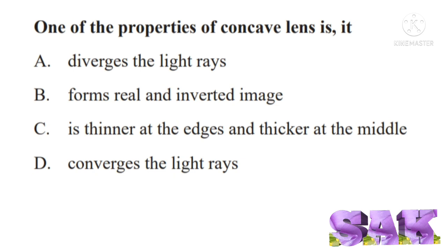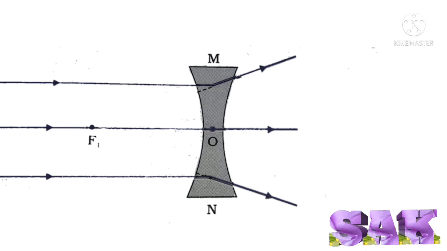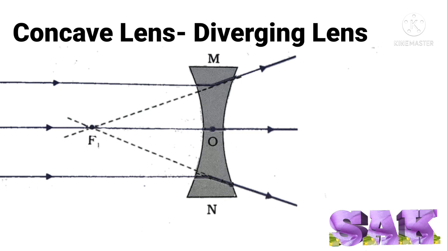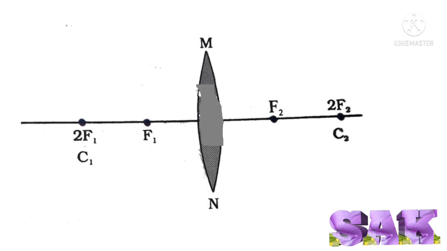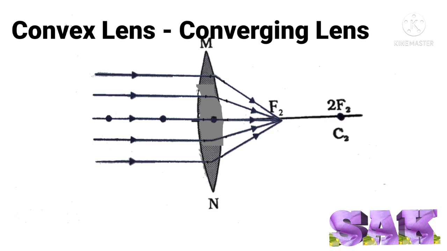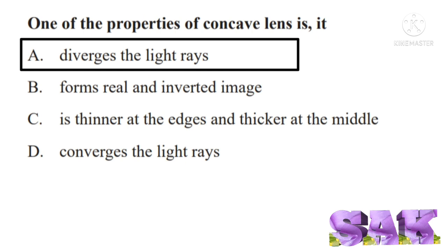Next question, one of the properties of concave lens is it. This is concave lens. Concave lenses diverge light rays. These rays appear to emerge from a point on the principal axis. So, concave lens is diverging lens. This is convex lens. Convex lens converges light rays. So, convex lens is converging lens. So, correct answer for this question is option A, diverges the light rays.